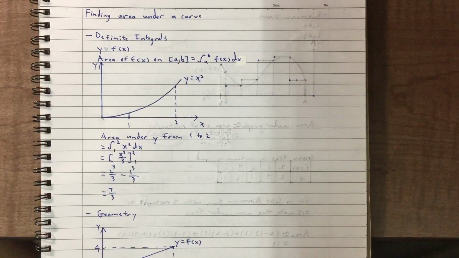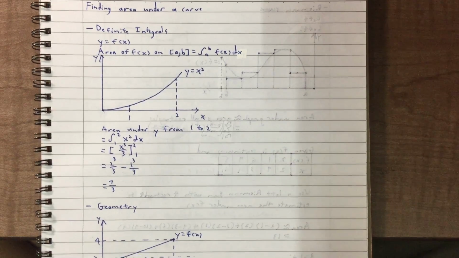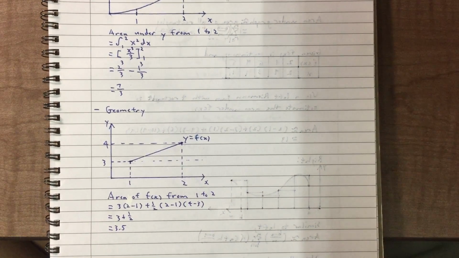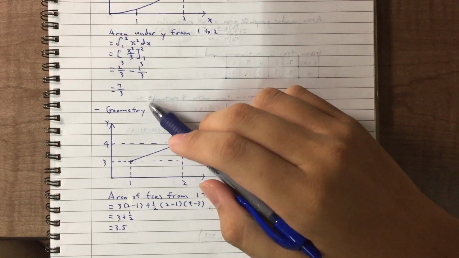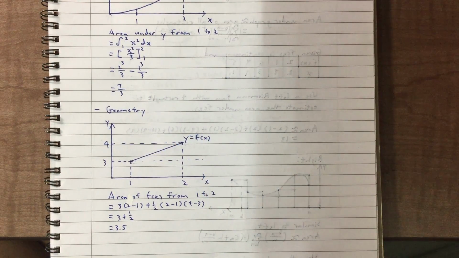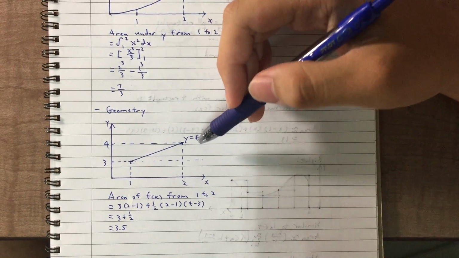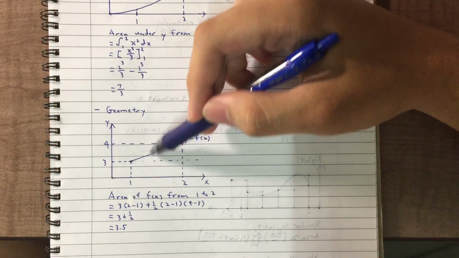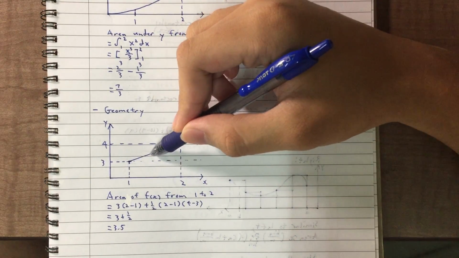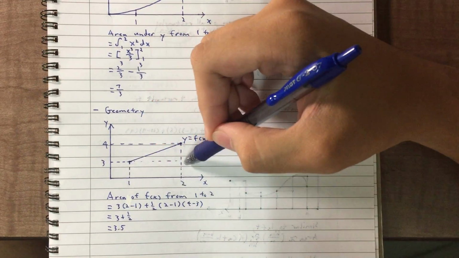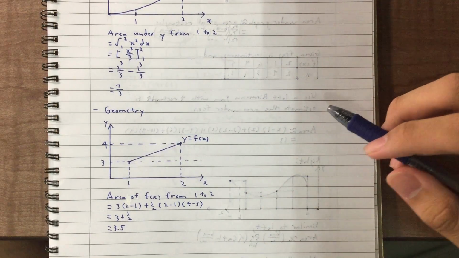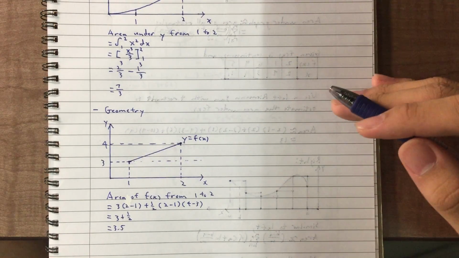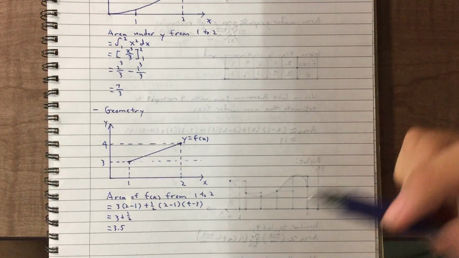But sometimes you may be unfamiliar or unable to perform the integration. So you can also resort to geometry. Geometry is a pretty simple way of finding the area under a graph. It's pretty intuitive. For example, if you have this line here, you know that the area under this line will be this triangle as well as this rectangle. So you can easily apply your knowledge of geometry to find out the area under this graph.